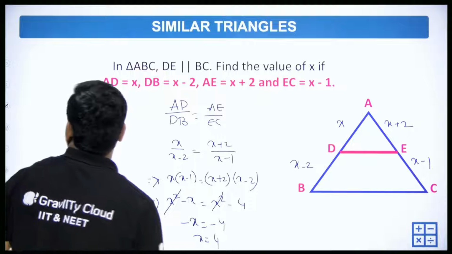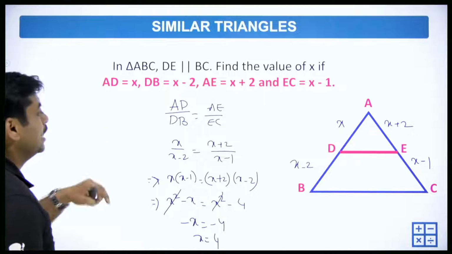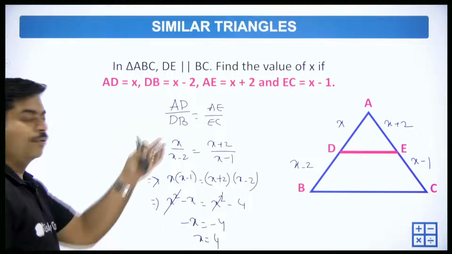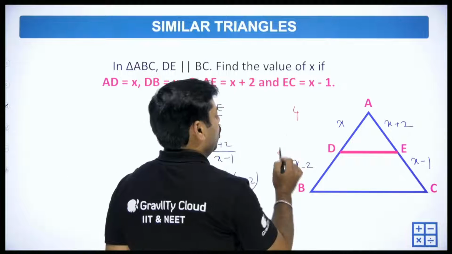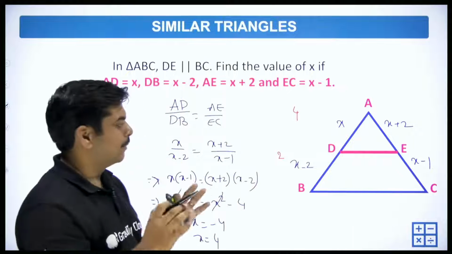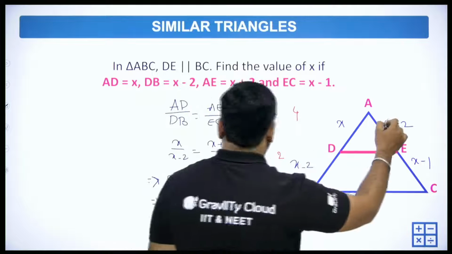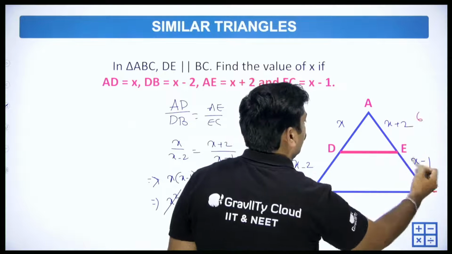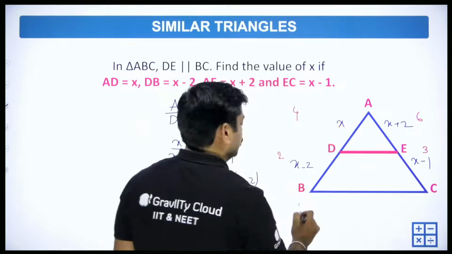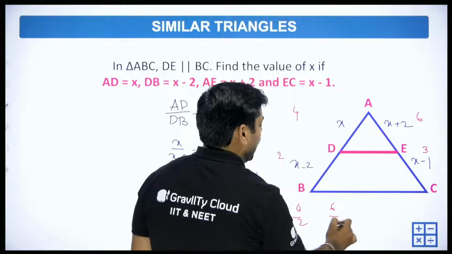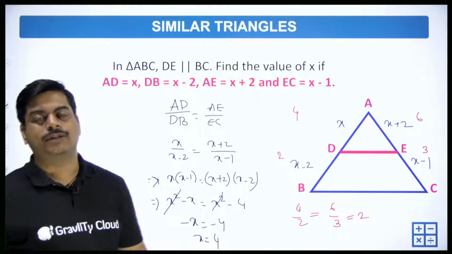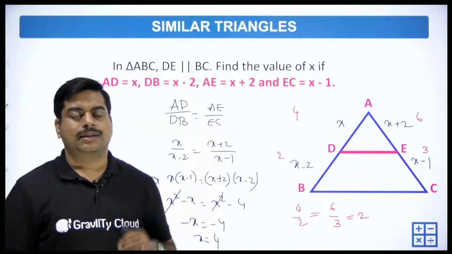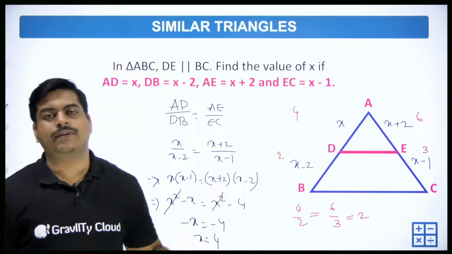In case you want to verify, you can verify that easily. Just substitute the values. x equal to 4. So this value is 4. 4 minus 2 is 2. Although this DB is less, it's okay, don't worry about that. Here, 4 plus 2 is 6, 4 minus 1 is 3. So 4 by 2 and 6 by 3. Are these two equal? Yes, these two are equal to 2. It is enough to say that they are in ratio and from there we can directly get that.